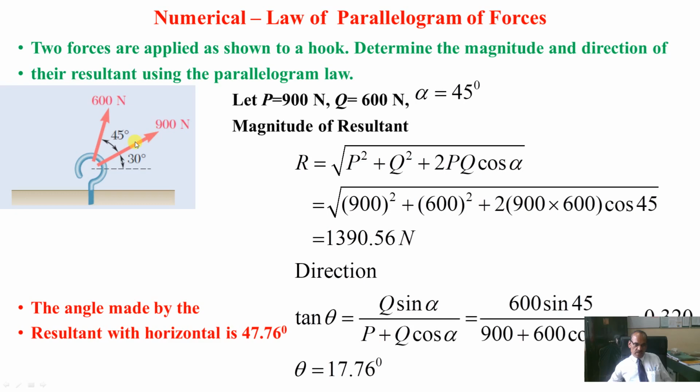So from 900 anticlockwise, the direction of the resultant will be 17.76, and with respect to the x-axis, if you add 30 plus 17.76, you will get the resultant with the horizontal as 47.76. So in this way, we have calculated the magnitude of the resultant, and also the angle made by the resultant with the x-axis in this numerical example. I hope you understand.